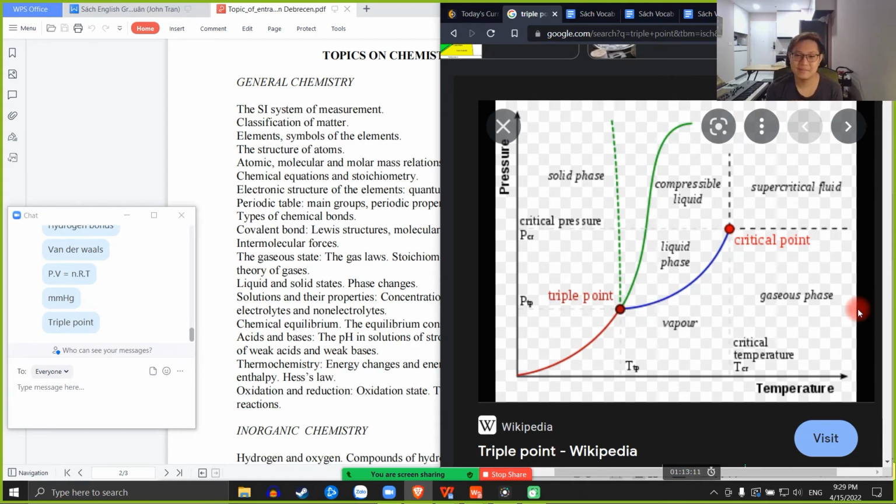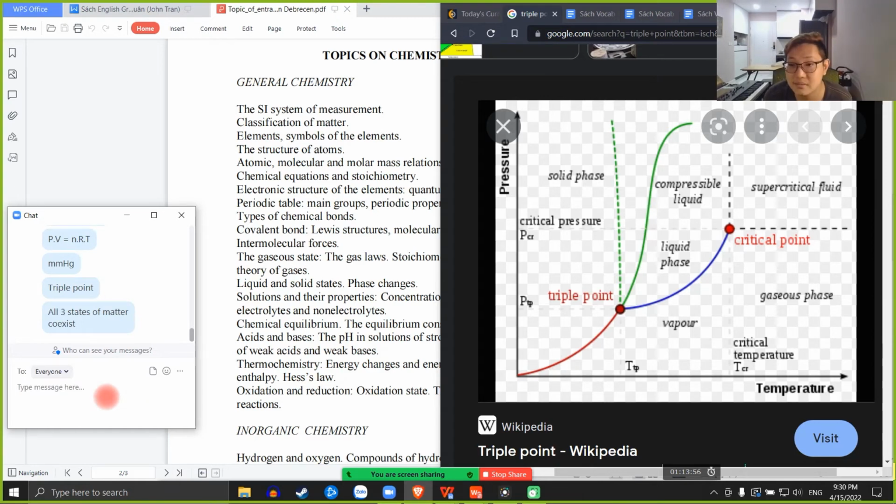Alright, can you explain triple point again? What happens at the triple point? At the triple point, all 3 states coexist. Nó cùng tồn tại cùng lúc 3 trạng thái luôn. All 3 states of matter coexist. 3 trạng thái vật chất nó cùng tồn tại ở cái điểm đó luôn. It can be solid, liquid, and gaseous at that point, the triple point. Of course, every substance has its own triple point, its own graph.